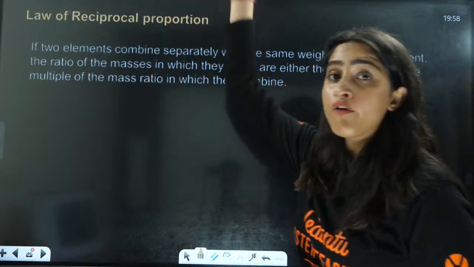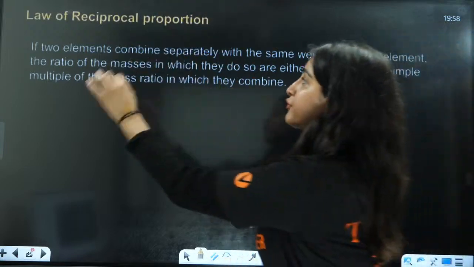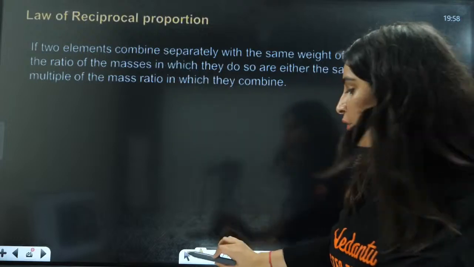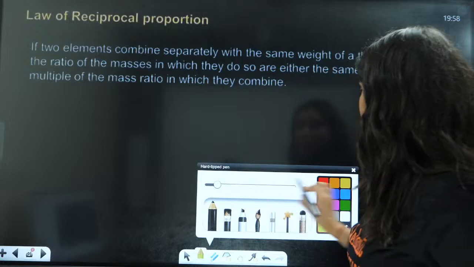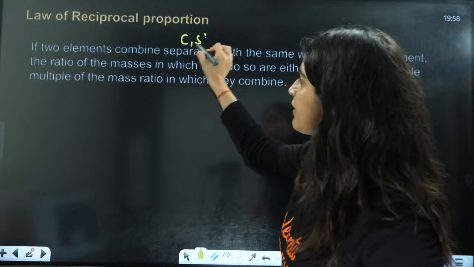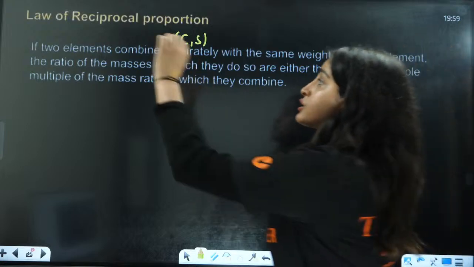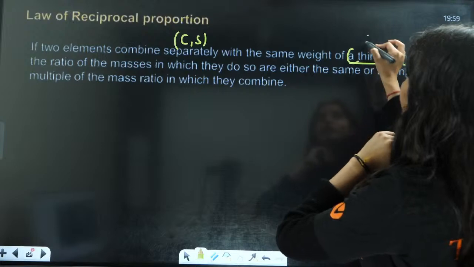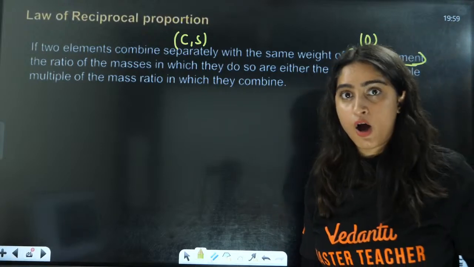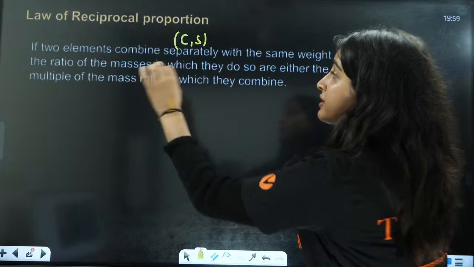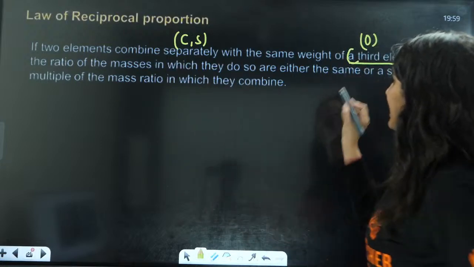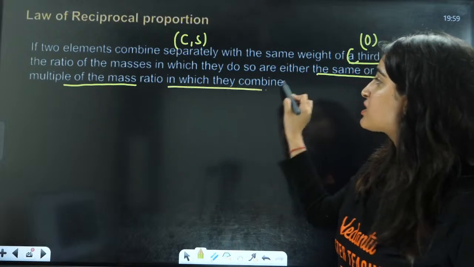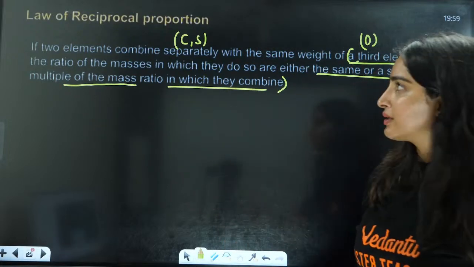Yes. Now this is the law of reciprocal proportion. That is, if two elements combine separately, like we have taken the example of carbon and sulfur, with the same weight of a third element, here the same weight of oxygen, oxygen was fixed, right? The ratio of masses in which they do so are either the same or a simple multiple of the masses in which they combine. This means what they are saying.